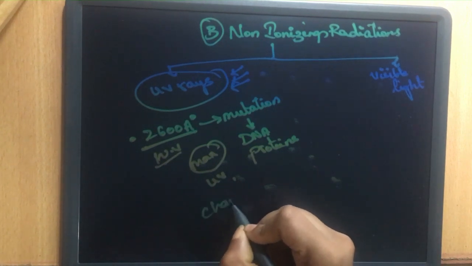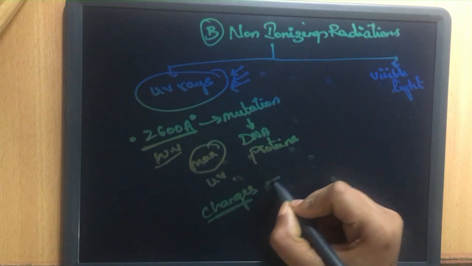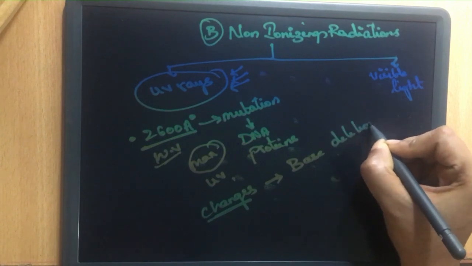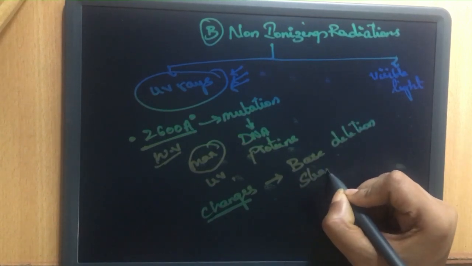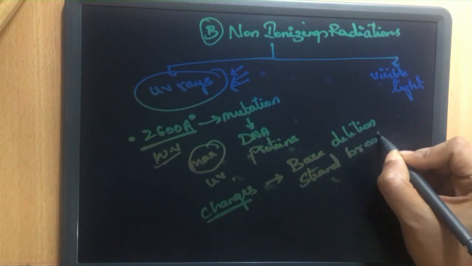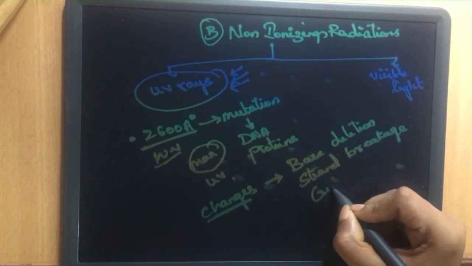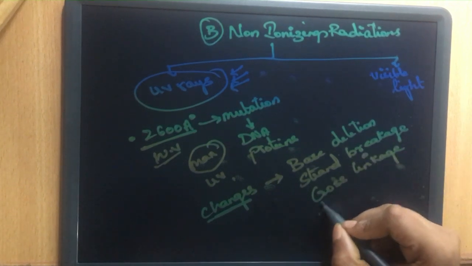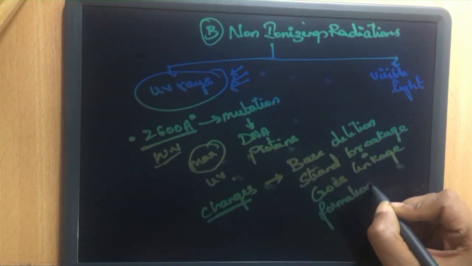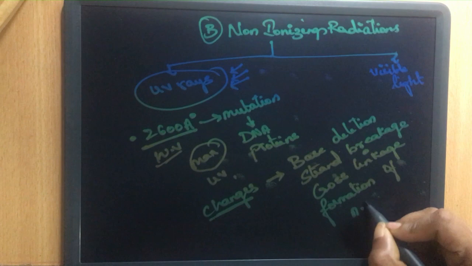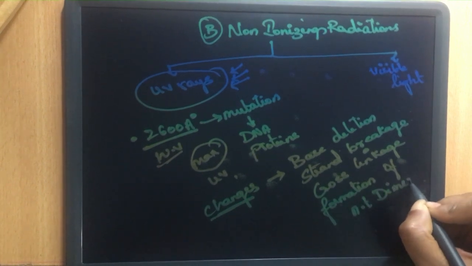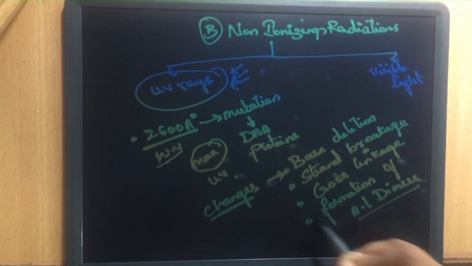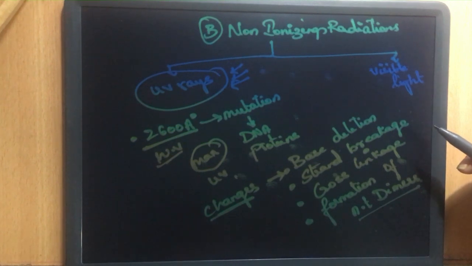And what are the changes the UV rays cause in the DNA? The changes can be base deletion or strand breakage, cross linkage in the DNA, or formation of nucleotide dimers. Okay, all these are the changes which UV can bring about in the DNA.